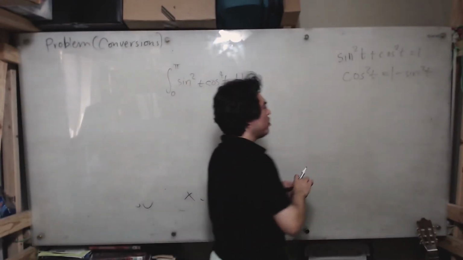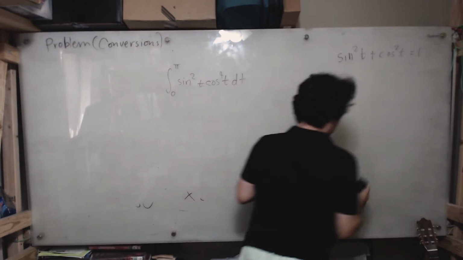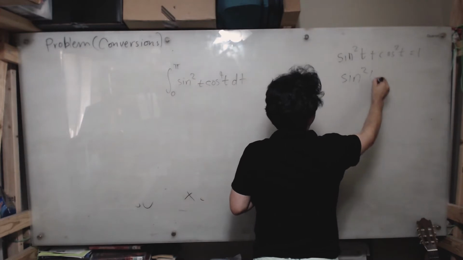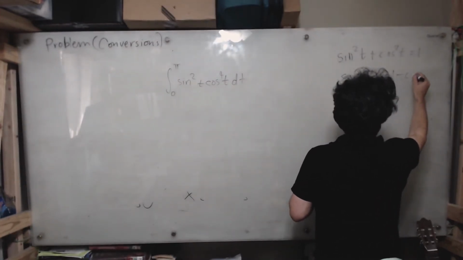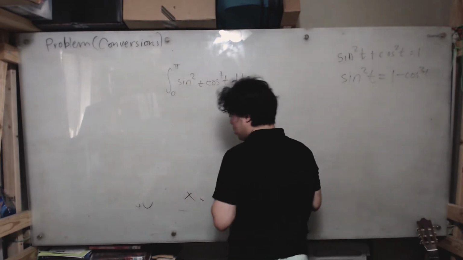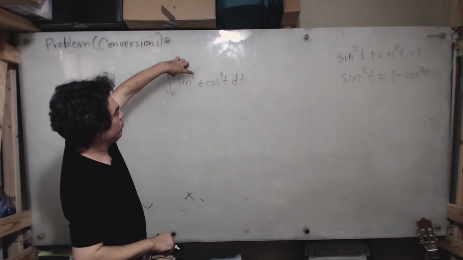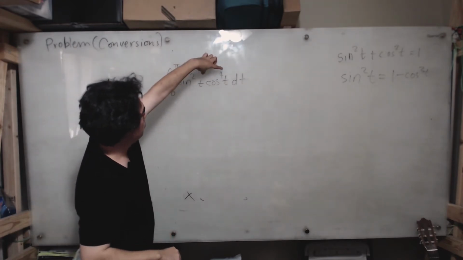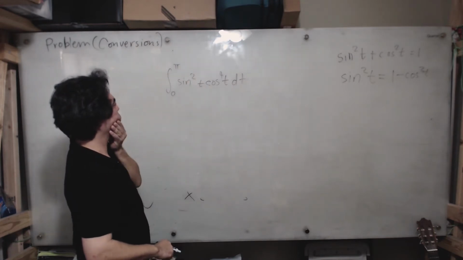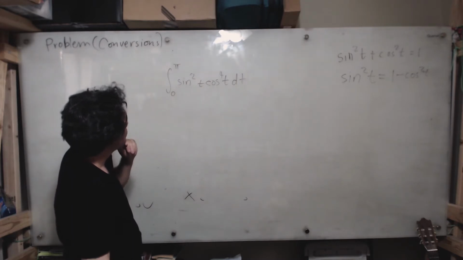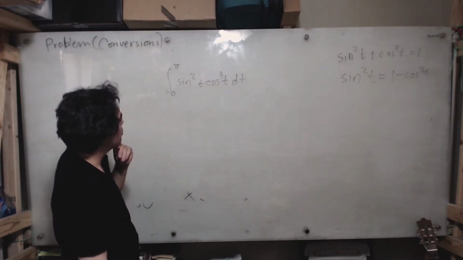And by the way, with these problems you have to be a little bit creative sometimes, because it's not always going to work out the way you imagined originally. You have to try different things. But I know that sine squared t is going to be 1 minus cosine squared t, right? This is actually quite interesting here. What else can I do here?